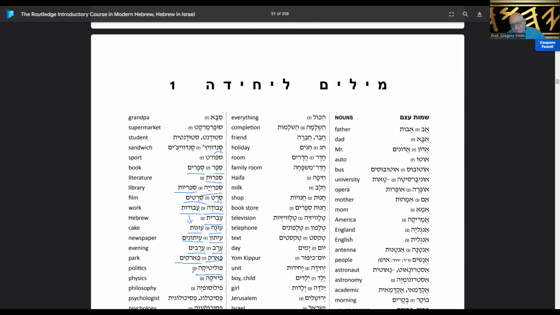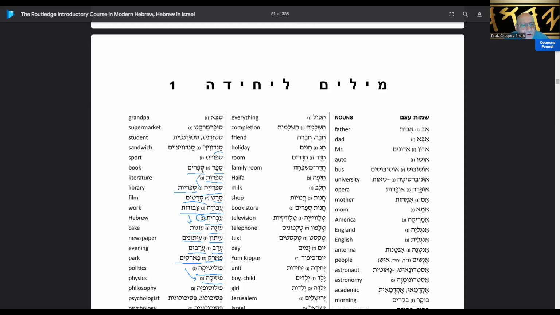Politika, politics, look at that. Fizika, I think that's how you pronounce that. That's right, physics. Okay, so that's another transliteration there too. So what do these mean here?